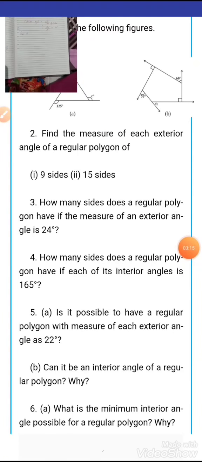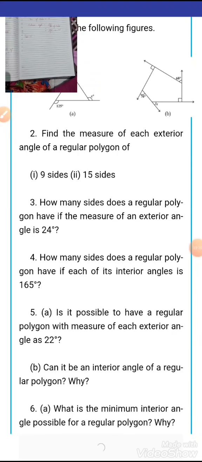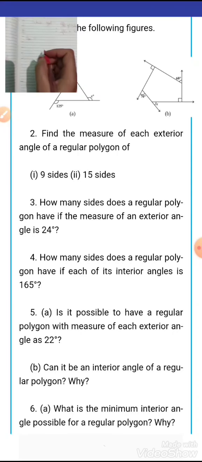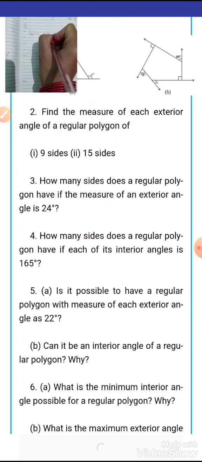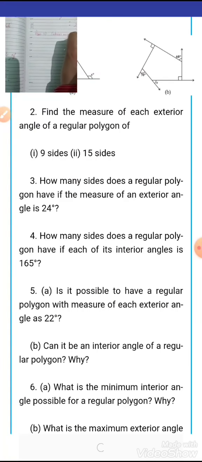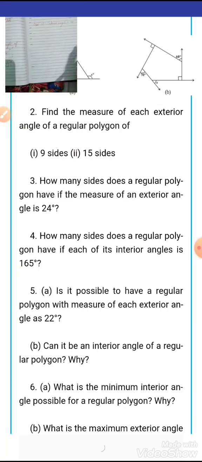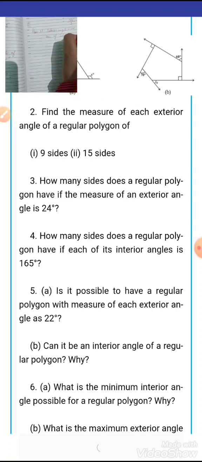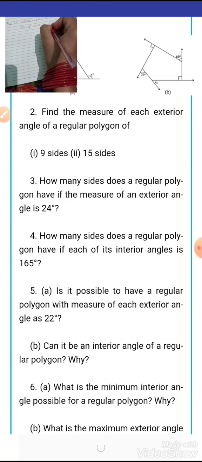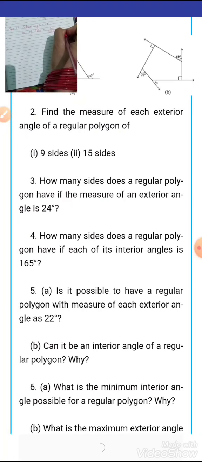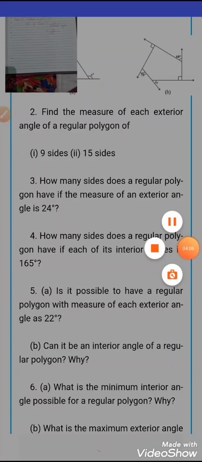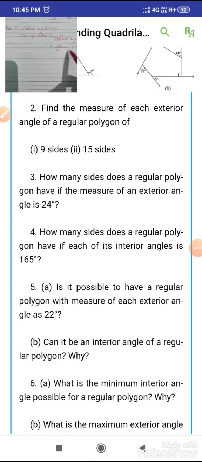Move to our question number 3. Question number 3 is how many sides does a regular polygon have if the measure of an exterior angle is equal to 24 degrees. So in question 3, the exterior angle is equal to 24 degrees, and we have to find the number of sides this polygon has. So the number of sides is equal to 360 divided by the measure of the exterior angle, which is 24 degrees. And after solving this question, we get 15.